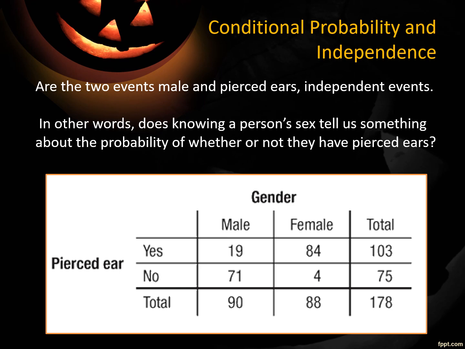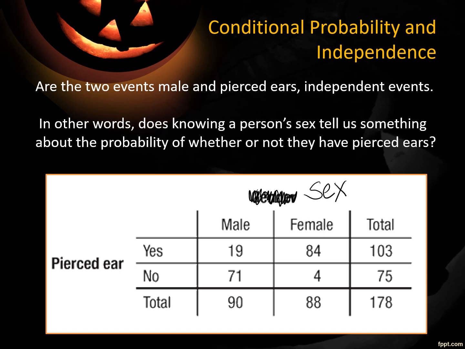Right. So are the two events male and pierced ears independent events? In other words, does knowing a person's sex tell us something about the probability of whether or not they have pierced ears? And of course, the textbook used the wrong term again, as will the AP exam. So, look, I fixed it. Does knowing a person's sex tell us something about the probability of whether or not they have pierced ears?